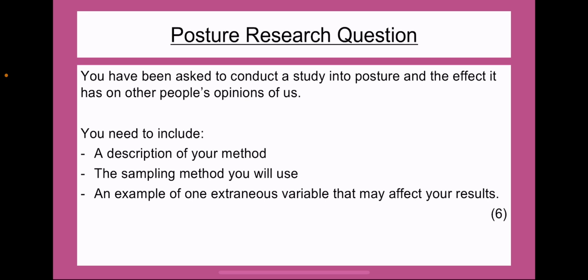The question here also asks for an extraneous variable which may affect your results. Easiest one for me here is the person that you're using. If you change person, that could definitely affect the results, and it could be nothing to do with the posture. So we're going to use the same person, the same confederate every time, and get them to ask the same question in the same style, so that the participant's opinion is just down to the posture.